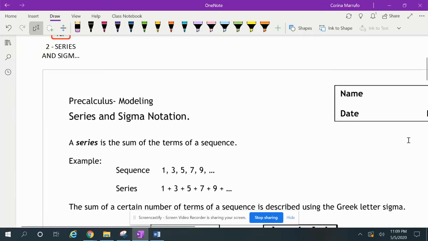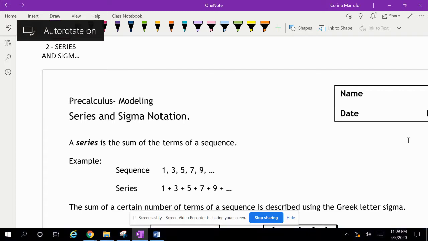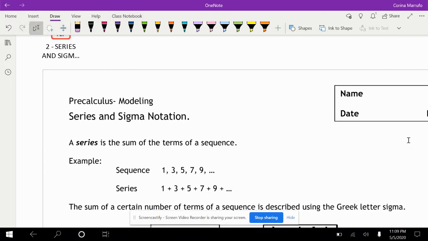All right, so our next topic that we're going to be covering is series notation. You'll also see this in your calculus and your statistics classes. A series is a sum of terms in a sequence. A sequence is what we were doing before.